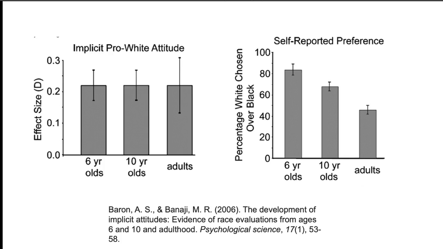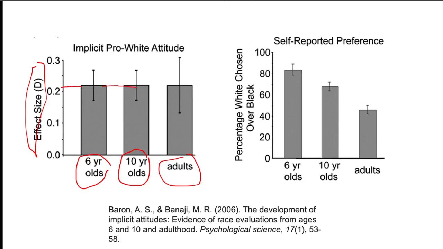One of the most famous findings in this area is one by Baron and Banaji. They test 6-year-olds with a child IAT where the words are spoken out, so you don't have to read words, which is the biggest change, and they use faces of children. These are the D scores of the IAT, and it's almost comical how similar they are.